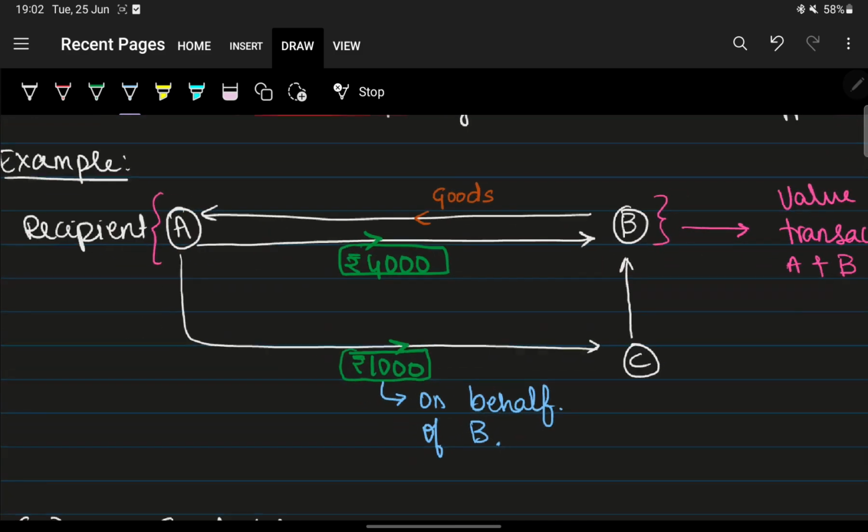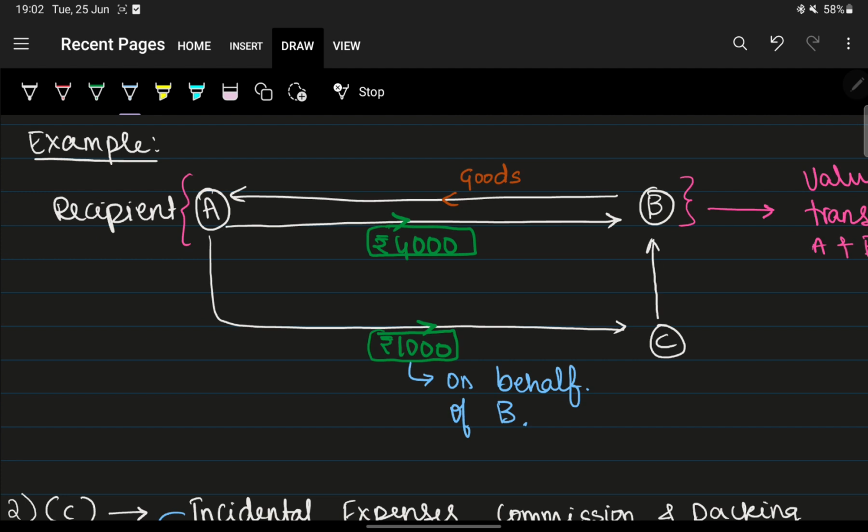Okay, now here A is the recipient. Meaning he is receiving the service or the goods. In this example he is receiving the goods. From whom is he receiving? He is receiving it from B. So B is the supplier.